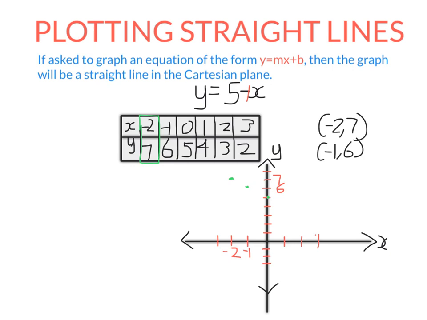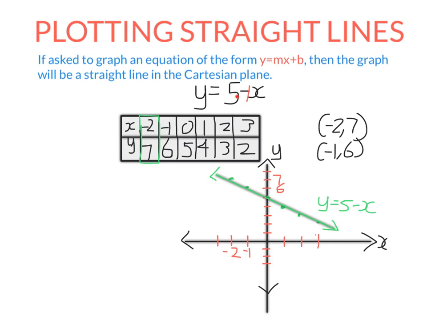The next points are 0, 5, 1, 4, 2, 3, and then 3, 2. You can see all of these points lie in a straight line. So to plot the line, I'm just going to join up these points. I need to put arrows on the end of my line because the line goes on forever. I could have substituted x equals 4, 5, 6. It just keeps going. So here you can see I've drawn the straight line, and the last thing I'm going to do is write the equation of this line. Y equals 5 minus x.